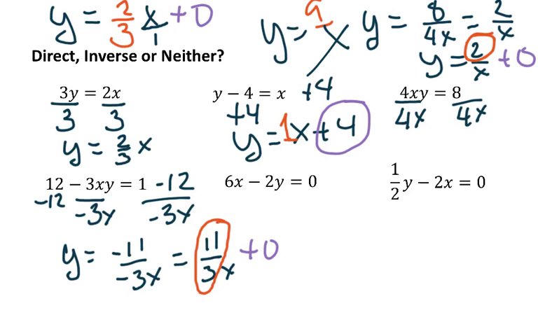And remember, 11/3 is just a number. I could write it in the numerator as a decimal, so this is an inverse variation.